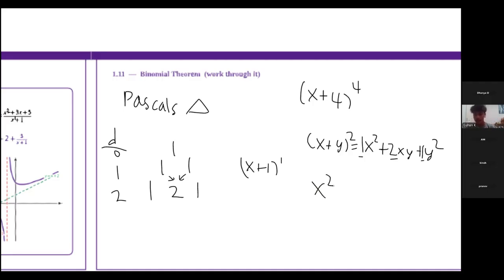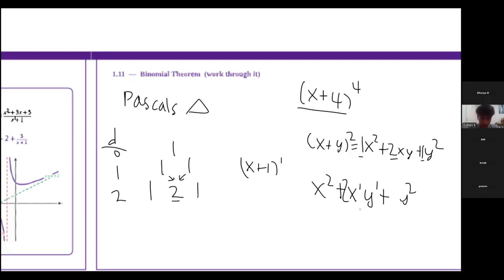The degree of x is going to decrease. So then it becomes x to the 1 times y to the 1. And then we add our leading coefficient, which comes from Pascal's triangle, 2. And then we do y squared. So really, using Pascal's triangle, we can find, like, any x plus 4 to the fourth. You can do this pretty quickly, and I'll show you guys how in a second. But first, here's the pattern.